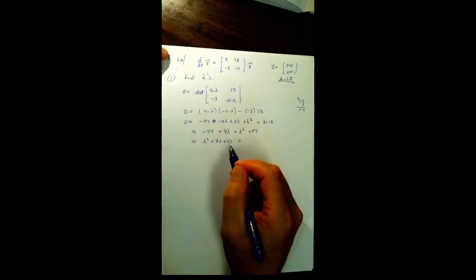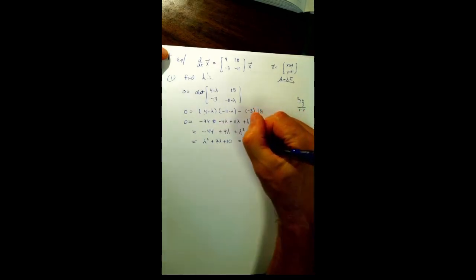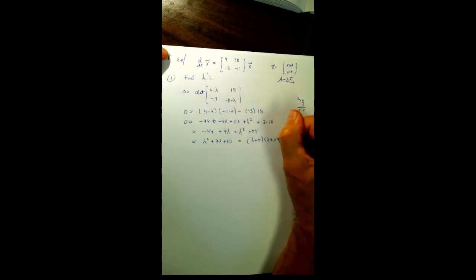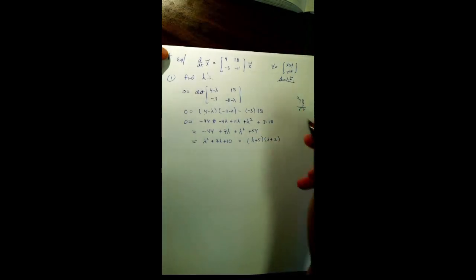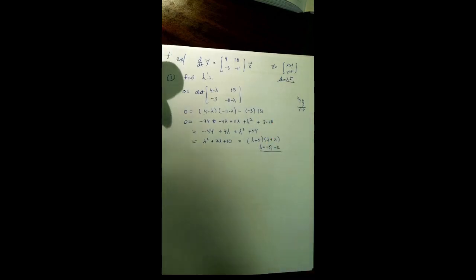And again, if you immediately see how to factor this, do it. Otherwise, just go to the quadratic equation. But I can see that this is lambda plus 5 times lambda plus 2. Is that right? 5 lambda plus 2 lambda is 7 lambda. All right, so that means lambda is either minus 5 or minus 2. So I've got two eigenvalues, and that's a good feeling.